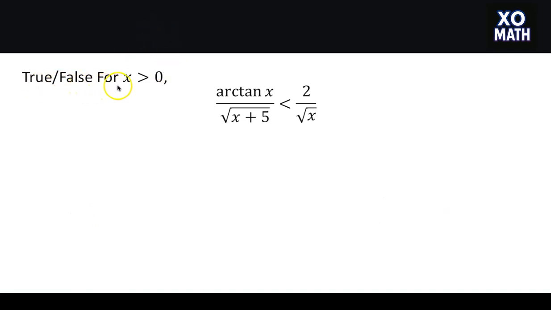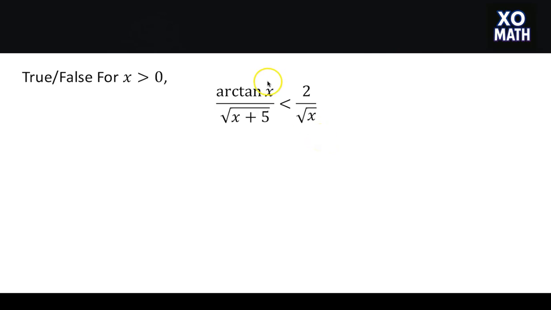True or false? For x values greater than 0, the inequality arctangent x over the square root of the quantity x plus 5 is less than 2 over the square root of x. Okay, so we have to try to decide whether or not we think this is true or false.